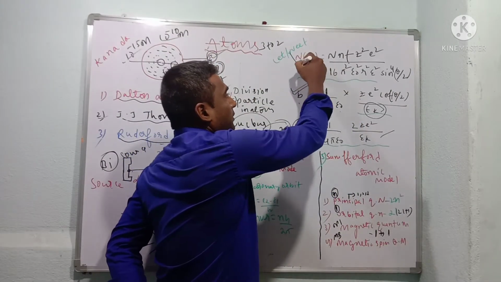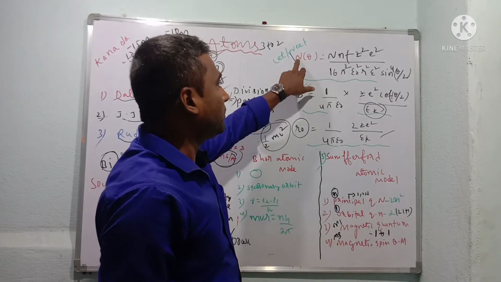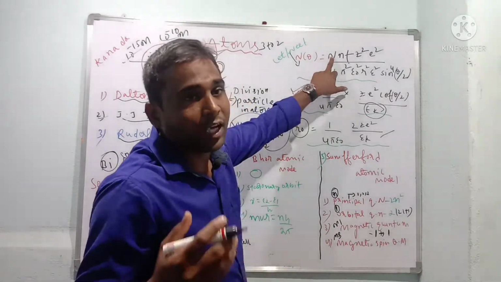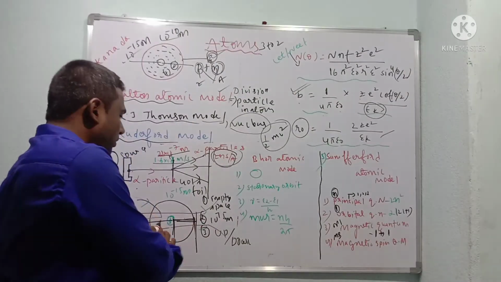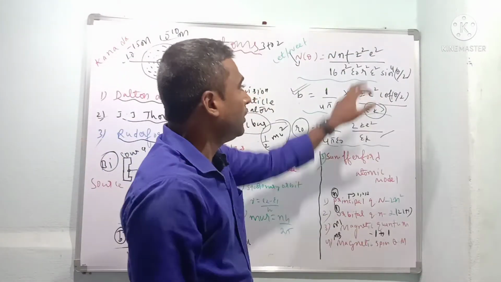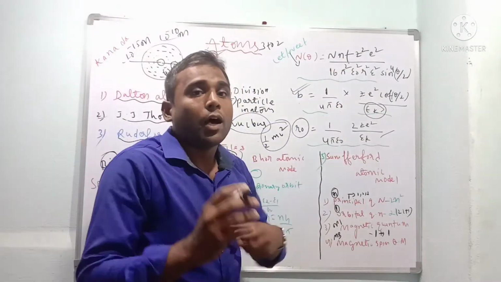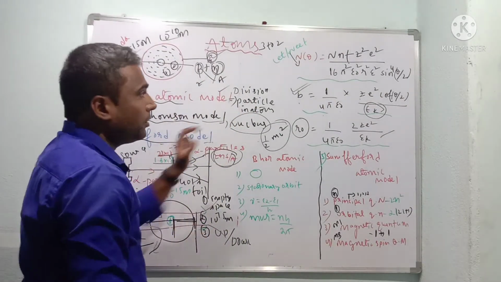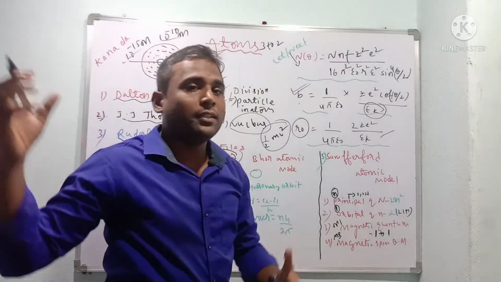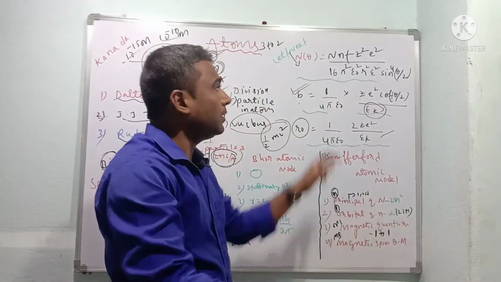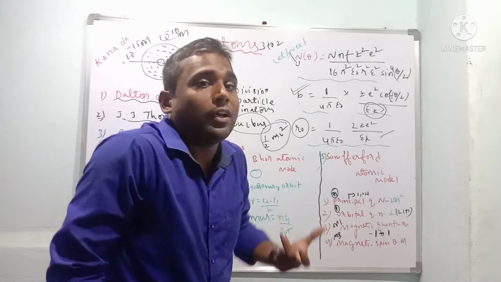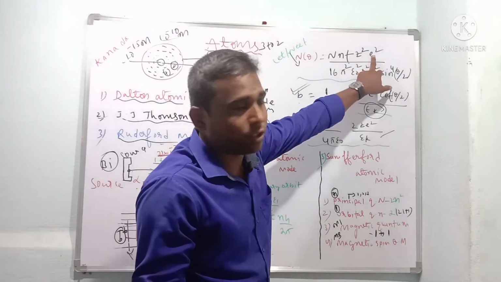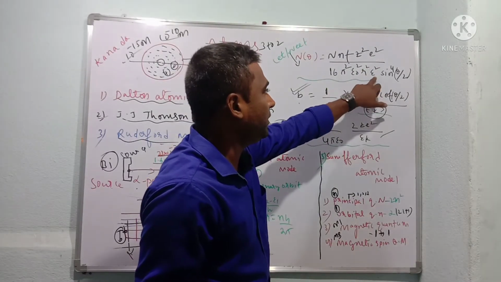This scattering angle, or the number of particles, depends on n. Capital N means the number of alpha particles emitted from the source toward the atom, and small n means how many alpha particles have fallen on the atom. Z means atomic number, E means electric charge, then radius, and this is energy.